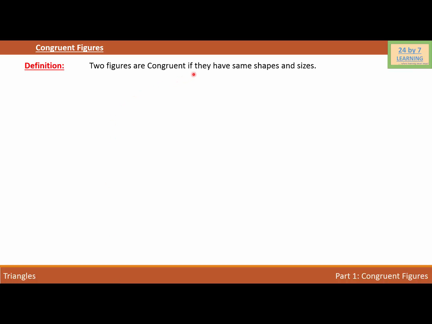Two figures are congruent if they have the same shapes and sizes. In other words, we can say that if we have two figures and they have the same shape and same size, then the two figures are called congruent. The symbol to represent congruent figures is right here. Let's use this symbol to represent that two figures are congruent.